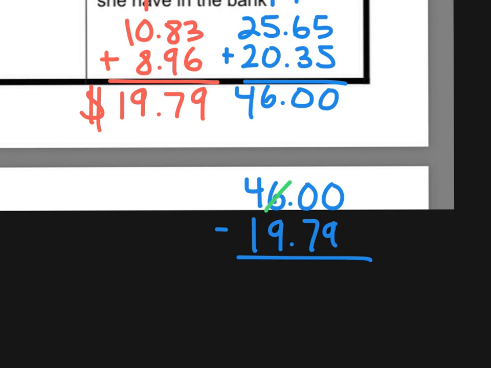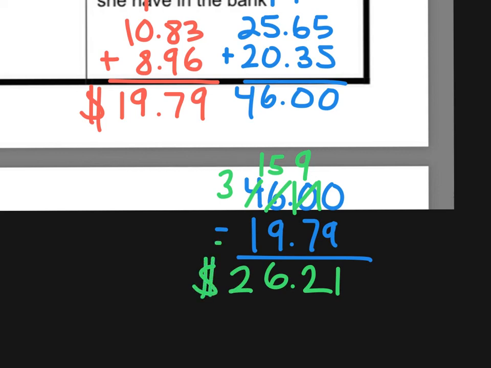You have to borrow, that's a 5, that's a 10. Borrow again, that's a 9, that's a 10. 10 minus 9 is 1. 9 minus 7 is 2. My decimal goes straight down. I have to borrow. This becomes a 15. Minus 9, that's 6. And 3 minus 1 is 2. So we know that she will have $26.21 left over in the bank after spending $19.79.